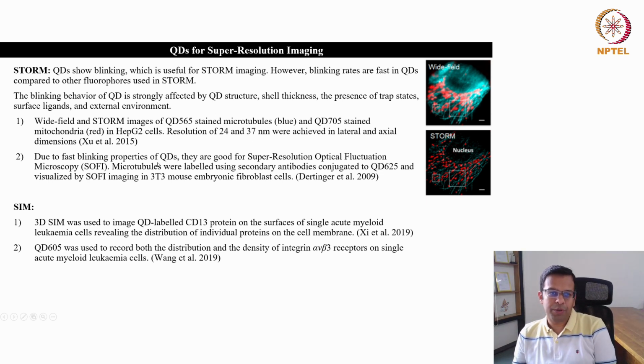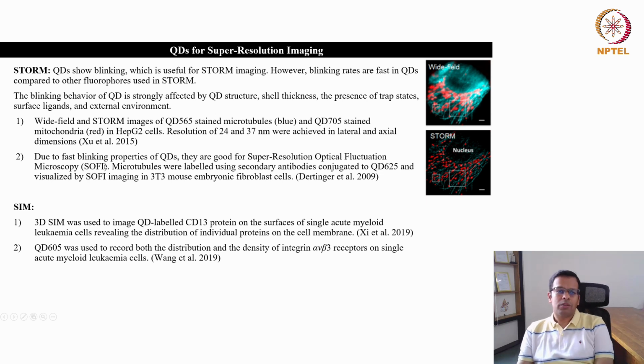And due to the fast blinking property of the quantum dots, they are good for super resolution optical fluctuation imaging, known as SOFI. So this is slightly a different type of microscopy, but it is mainly based on STORM imaging only, and it only collects the optical fluctuations. It is more or less like STORM imaging only, but it requires the fast blinking of the fluorescent dye. So the microtubules were labeled using secondary antibodies conjugated to quantum dot 625 and visualized by SOFI imaging in 3T3 mouse embryonic fibroblast cells.